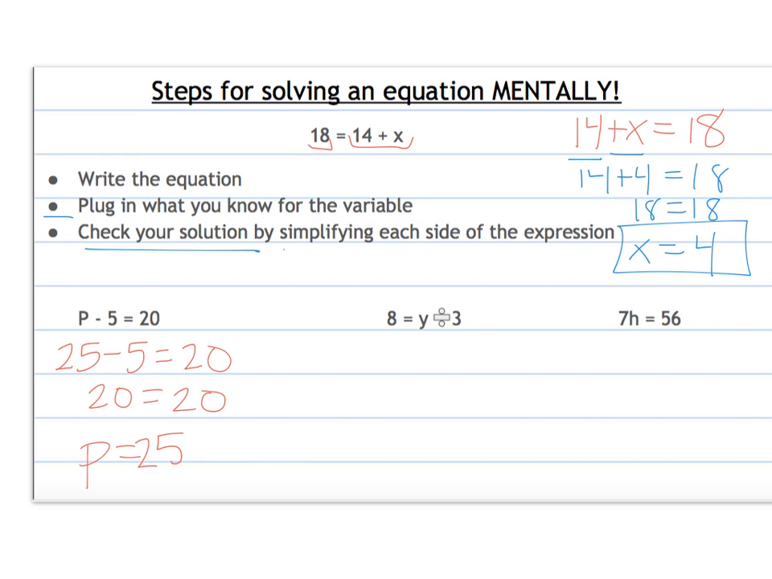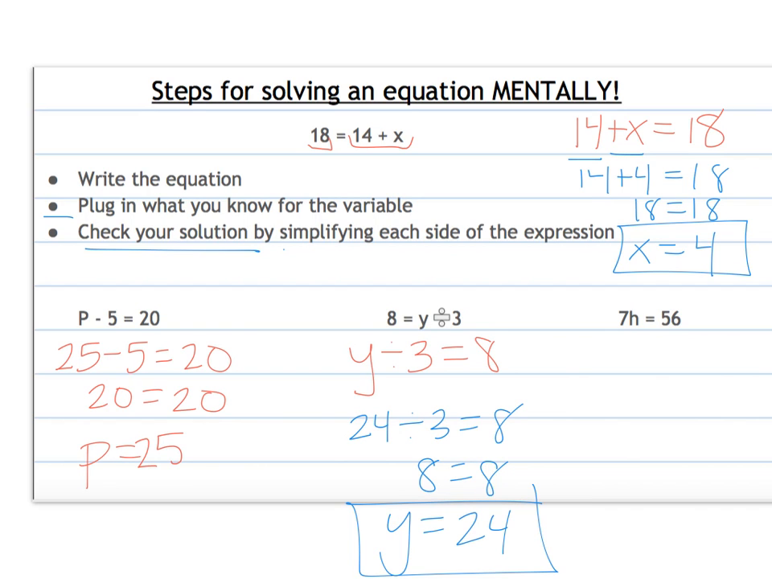So this says I could rewrite it if I want. 8 is what number divided by 3? Or instead, I can say what number divided by 3 is 8. So that would mean that a number times 3, 8 times 3, would give me that number. So I tried 24, and 24 divided by 3 is 8. So my variable is equal to 24. It's my solution. It says just mentally.